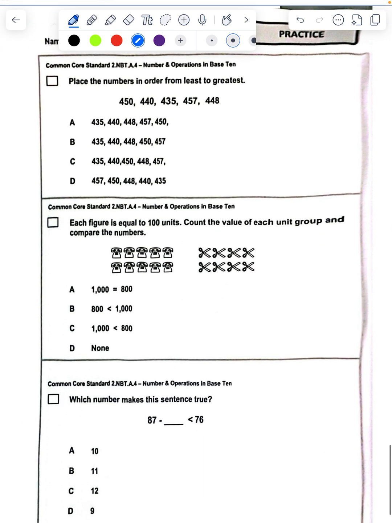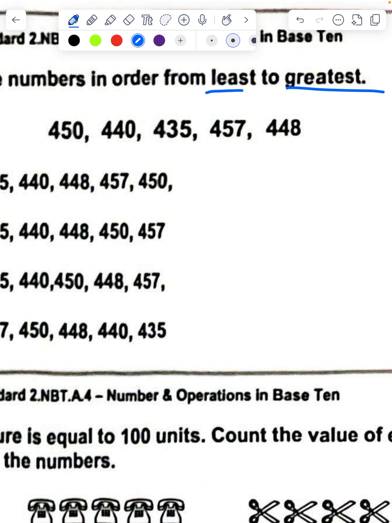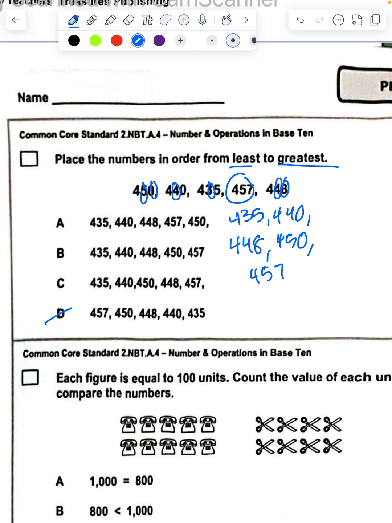Okay, next, place the numbers in order from least to greatest. So the smallest number here out of these would be 435. Then it would be 440. Then it would be 448. Then it would be 450. And then lastly, it'd be 457. So the answer that follows this rule would be B.